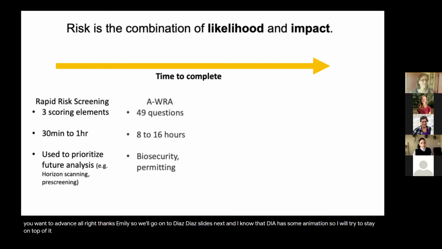Next. The Australian Weed Risk Assessment is kind of the gold standard across the world. It consists of 49 questions based on domestication history, invasion history, et cetera. And then also some of the life history characteristics. These take about 8 to 16 hours, and they are used in biosecurity and in some cases permitting. So in Florida, we do weed risk assessments for any of the non-native planting species for the state.